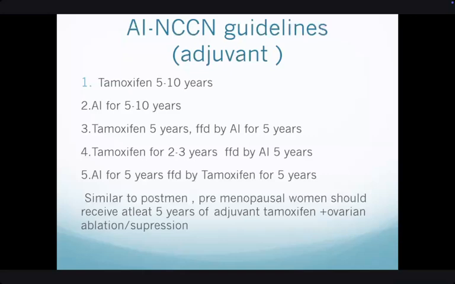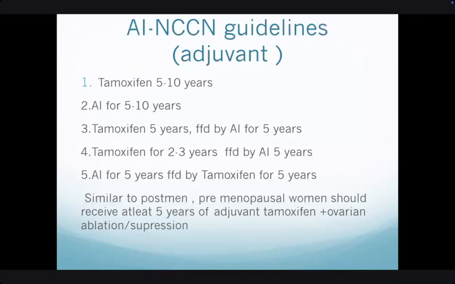You can use tamoxifen for 5 to 10 years, or use aromatase inhibitors for 5 to 10 years. We use tamoxifen for 5 years, followed by aromatase inhibitors for 5 years. Or use tamoxifen for 2 to 3 years, followed by aromatase inhibitors for 5 years, or aromatase inhibitors for 5 years, followed by tamoxifen for 5 years.